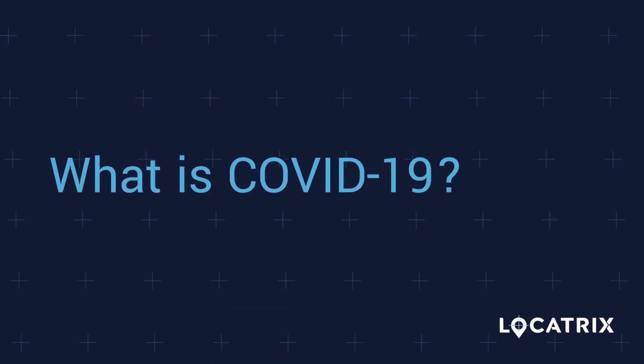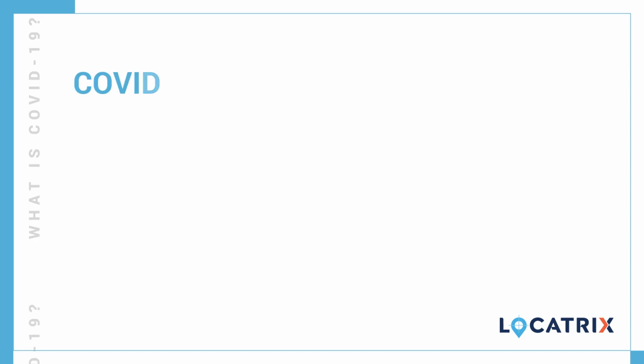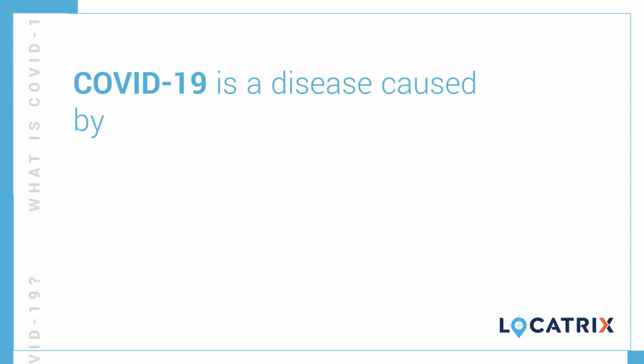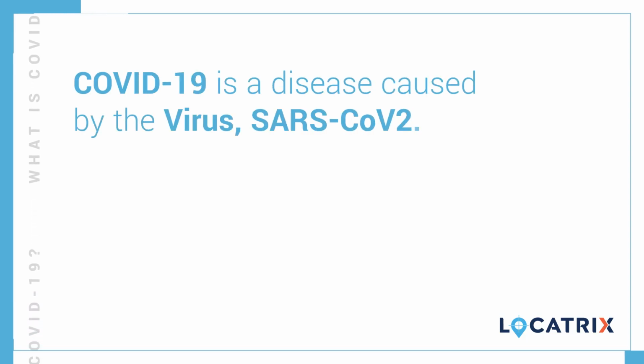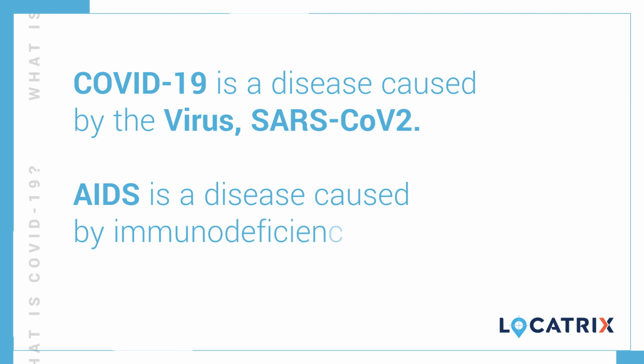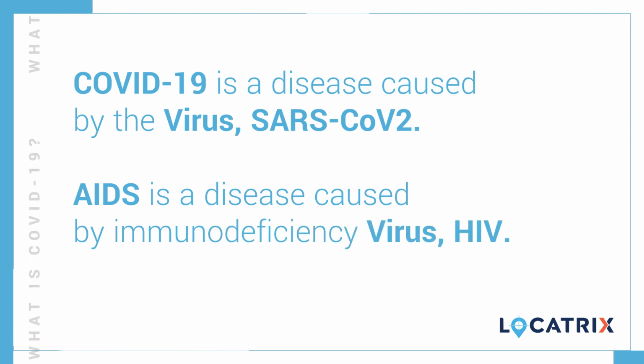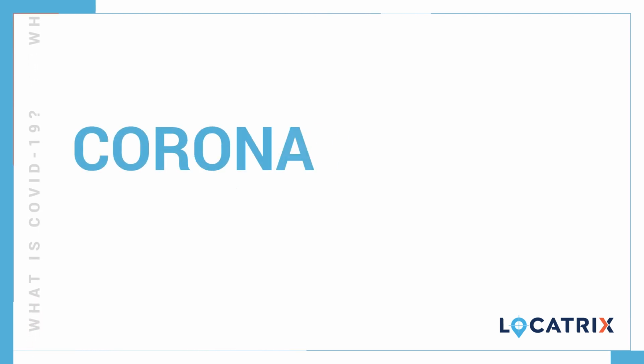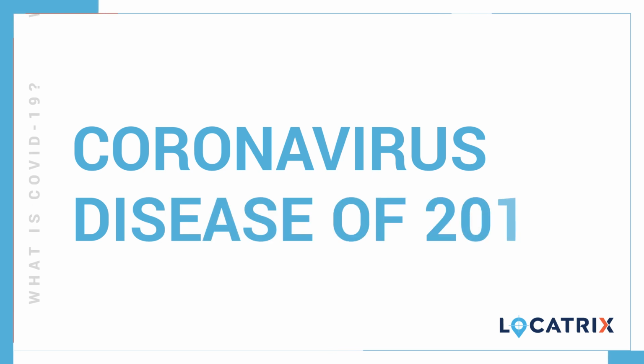What is COVID-19? COVID-19 is the name of the disease caused by the SARS-CoV-2 virus. Diseases caused by viruses have different names. For example, AIDS is a disease caused by the immunodeficiency virus HIV. COVID-19 is a title assigned by the World Health Organization that stands for Coronavirus Disease of 2019.